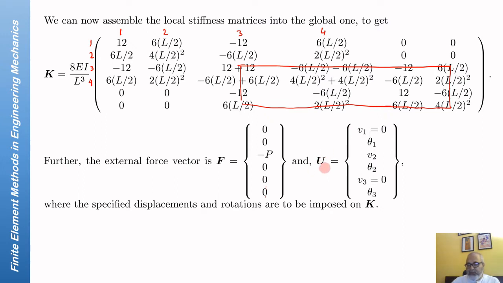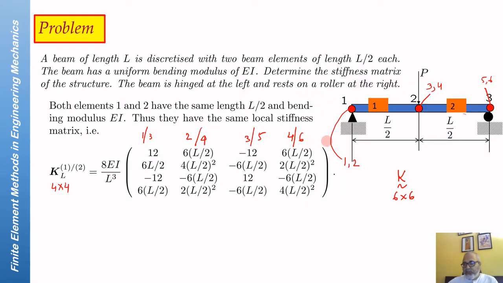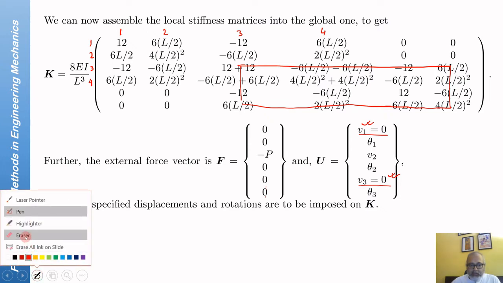And displacements are of course v1, theta 1, v2, theta 2, v3, theta 3. This is the global displacement vector, out of which we know that v1 is specified to be 0 and v3 is specified to be 0, because both of these ends are supported on rollers, and the displacement in only the vertical direction is restrained. So these will have to be 0, and we will have to impose that boundary condition now on this global stiffness matrix. Remember, this global stiffness matrix is singular at this moment.